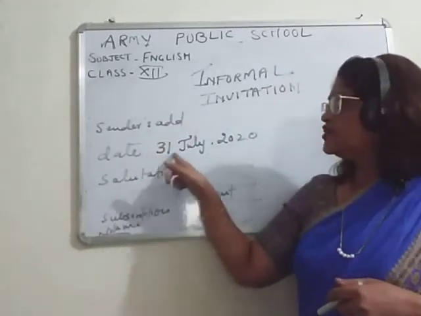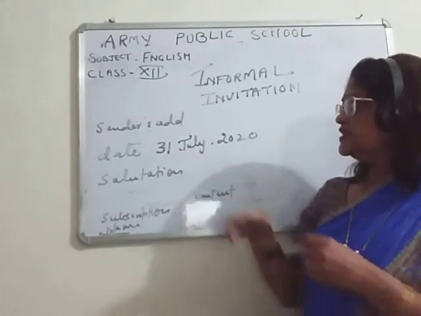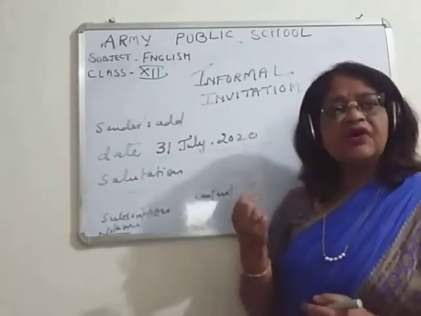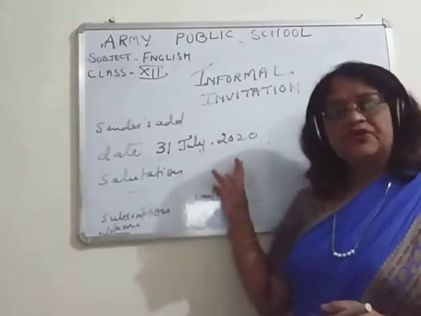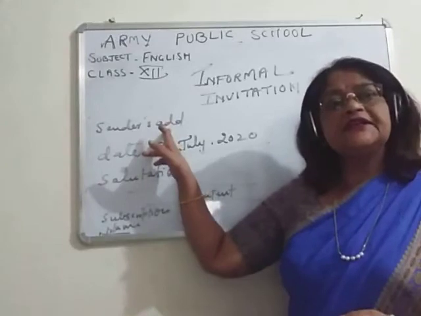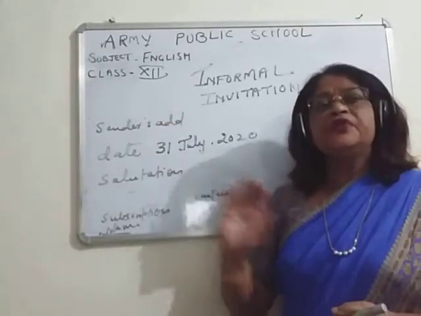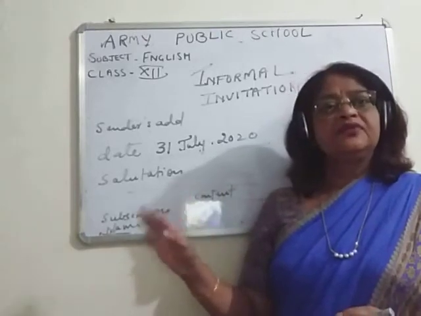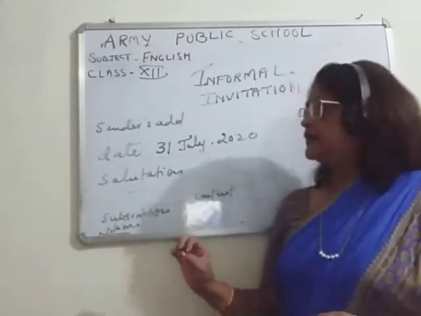Then the date, you have to write the date like this, the way I've written here, as you can see. Okay, 31st July, small comma must be there, and 2020. Then salutation should be there, and yes, one thing is there, in the sender's address, no punctuation mark should be there, no full stop, no comma, nothing.